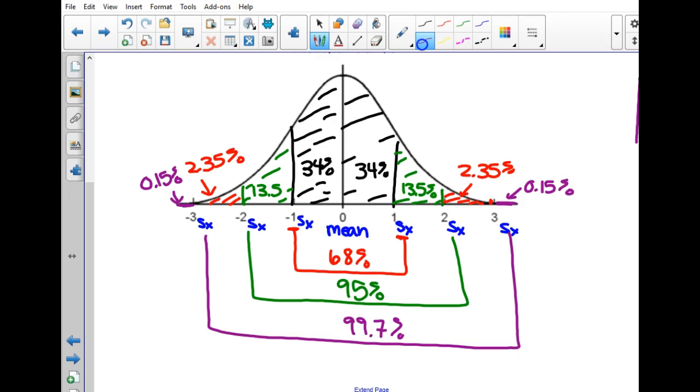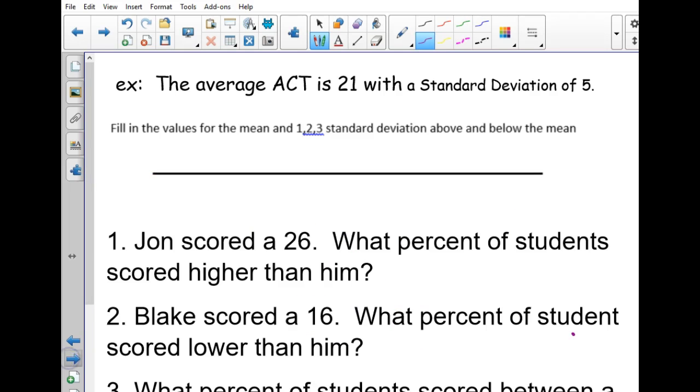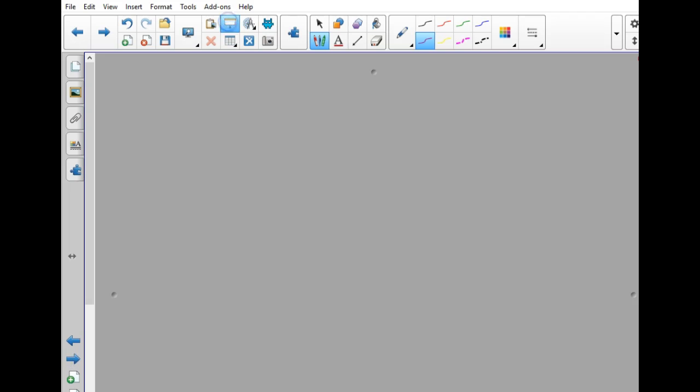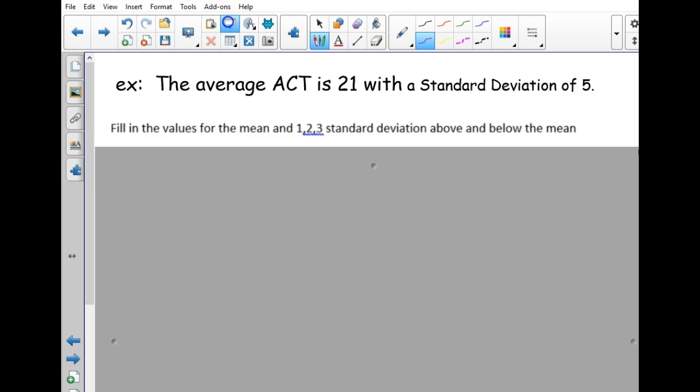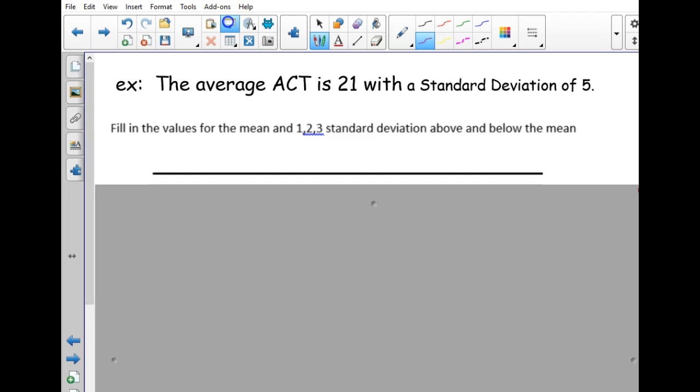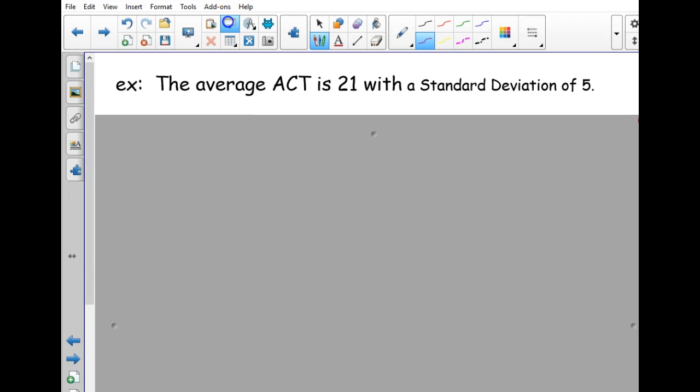We don't have a lot of time right now, but we can get through this problem. It's only one problem, so let me quickly go through it. I'm not going to ask for any questions or volunteers. We're going to quickly apply this to a problem so you can see what this means. We're going to talk about the ACT, since you are going to be taking the ACT in a couple years. Please write down: the average ACT score is 21 with a standard deviation of 5.